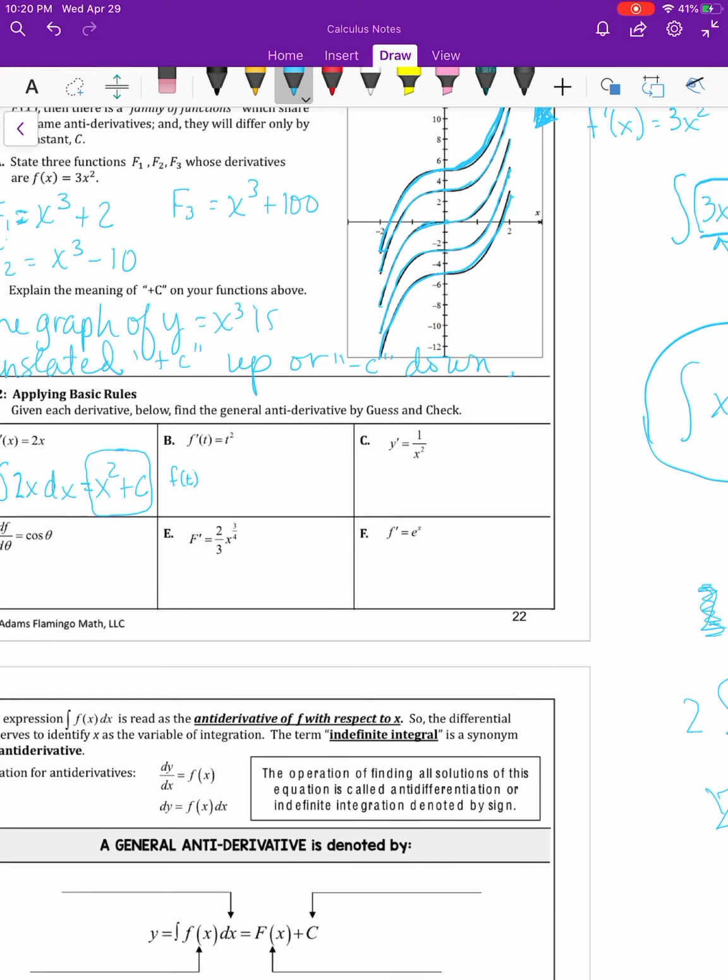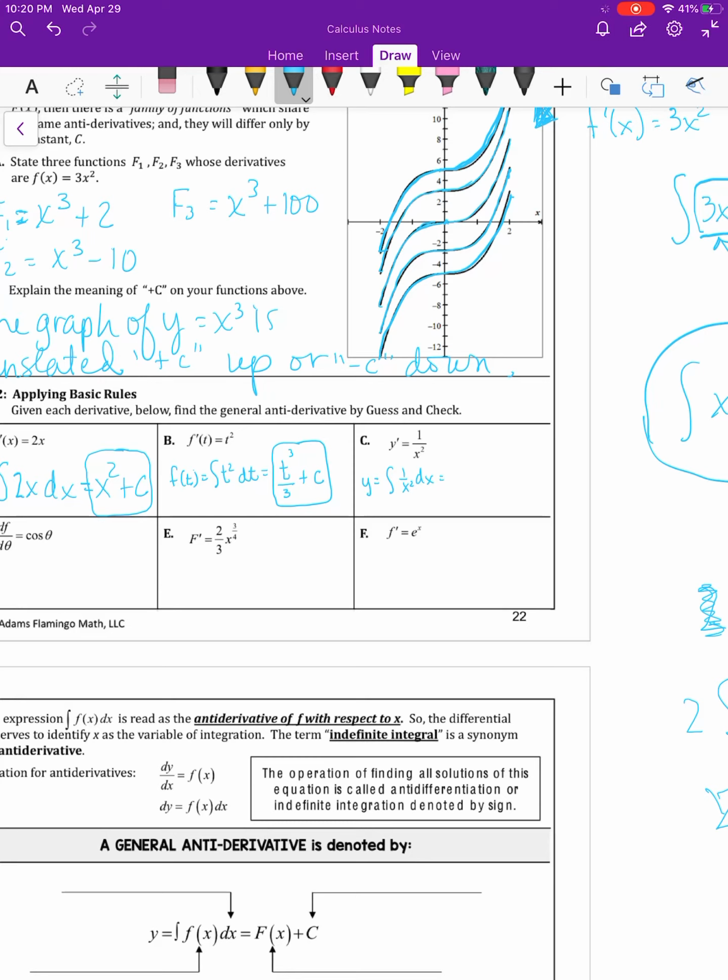The next one is t squared. So again, if I wanted to find f of t and I had the derivative, then I would integrate my t squared. So now think of it as t to the 2 plus 1 divided by 2 plus 1 plus c. And think about if you brought the 3 down, it would cancel with that, and then you'd reduce that by 1 and be t squared.